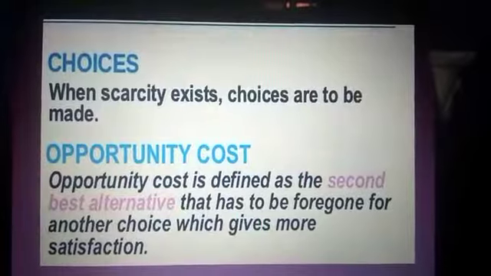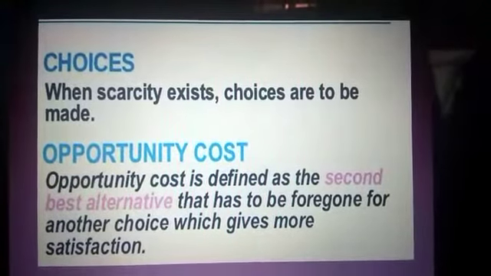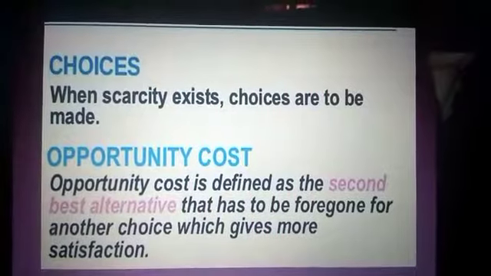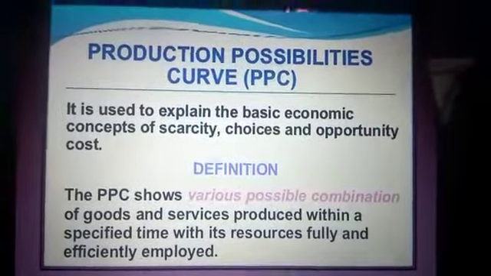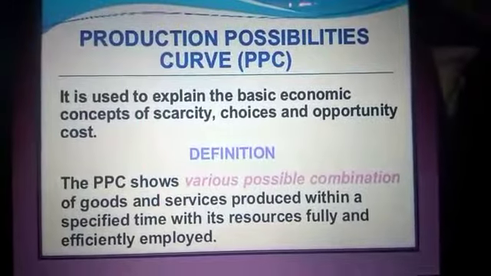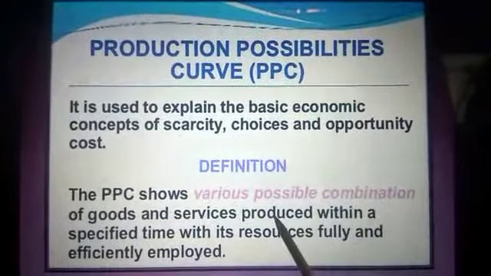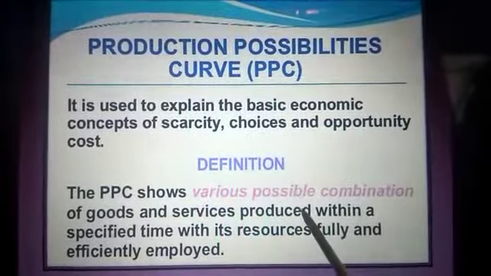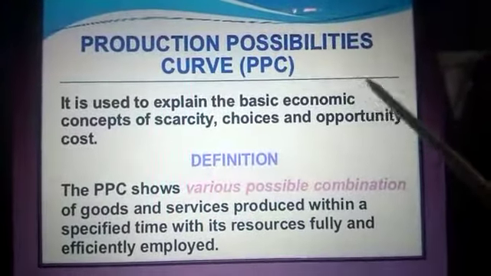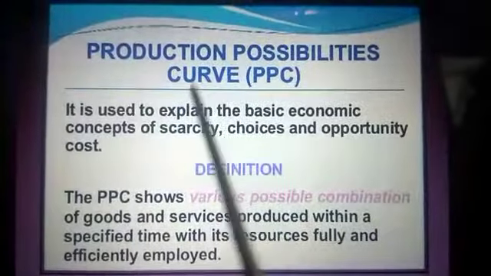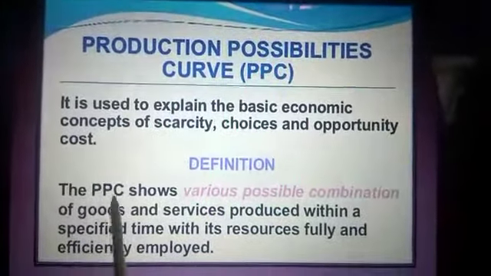Okay, production possibility curve shows us the different combinations, this combination or that, and it all depends upon, if we are following one combination, we will not be able to follow the second combination. If we are following the second combination, we will not be able to follow the third combination. That means if we are following one combination, we have to sacrifice the other combinations. That is why we say production possibility curve is based on scarcity, choice and opportunity cost.